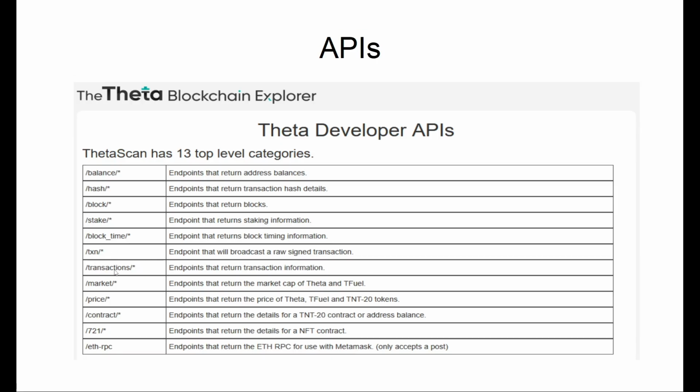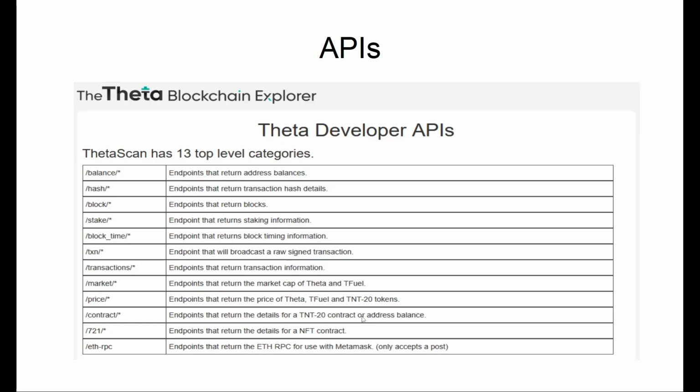You can go through the transactions and return transaction information. You can get the market cap of Theta or T-Fuel. You can get the current price of Theta, T-Fuel, or any TNT20 tokens. You can get contract details for a TNT20 or an NFT. And then there's a full ETH RPC provided for MetaMask. So if your app requires you to use MetaMask, there's ETH RPC on ThetaScan.